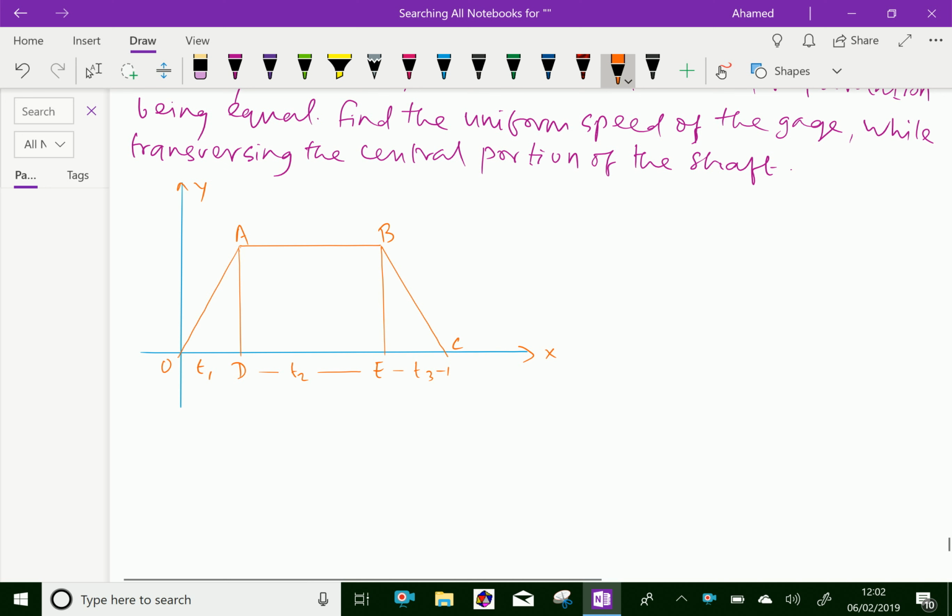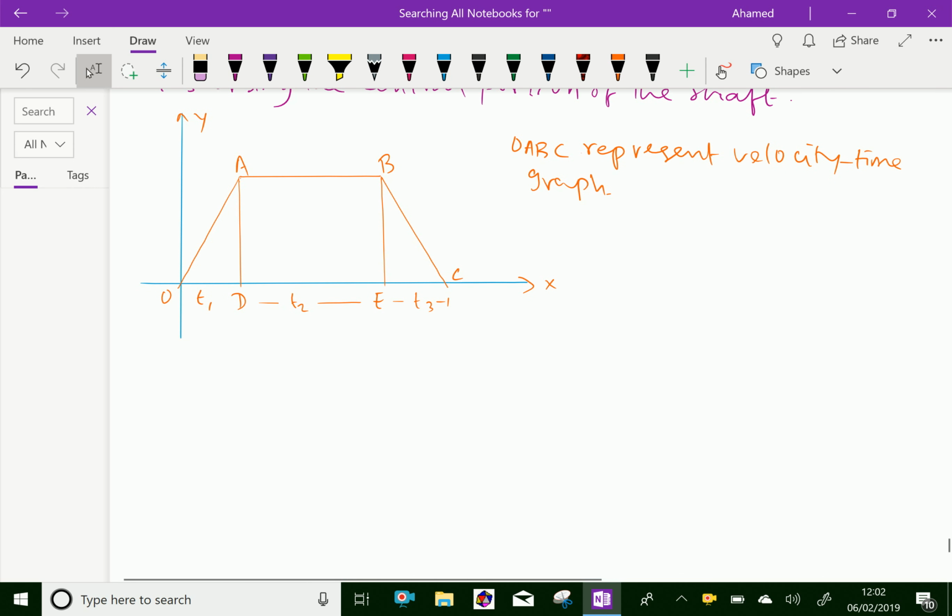Now let OABC represent the velocity time graph. OA represents a period of acceleration, AB constant velocity, and BC constant retardation. Now first of all, consider the motion of the gauge from O to A.